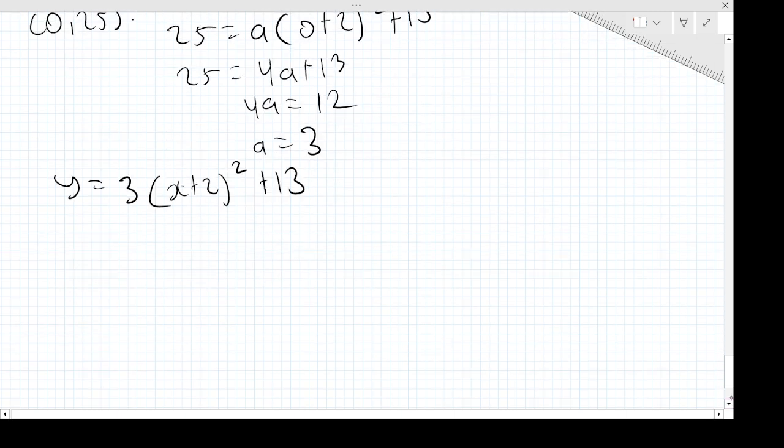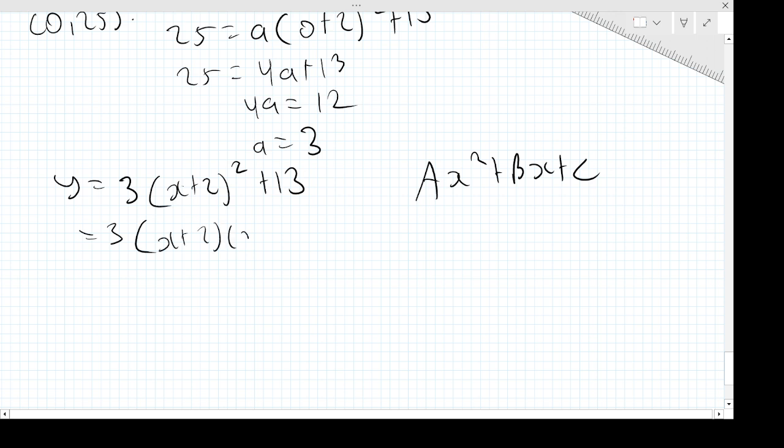Then we just need to get a quadratic expression. Remember, it has to look like this: ax squared plus bx plus c. So we need to get it in this form. So we could just expand it, right? Expand the bracket, so we get 3 lots of x plus 2, x plus 2. Remember, if you have a square, it means times by itself.